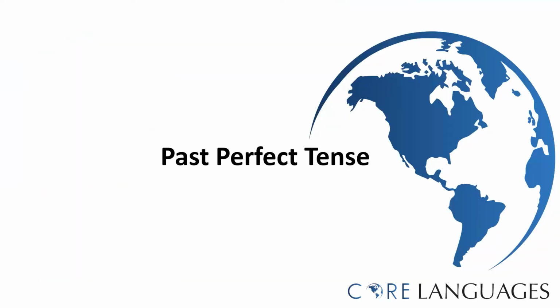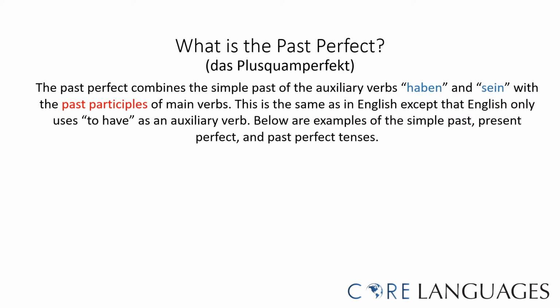The past perfect tense, das Plusquamperfekt. The past perfect, or das Plusquamperfekt in German, combines the simple past of the auxiliary verbs haben and sein with the past participles of main verbs. The tense is used the same way in English and in German, except that in English it is formed by only using to have as an auxiliary verb.